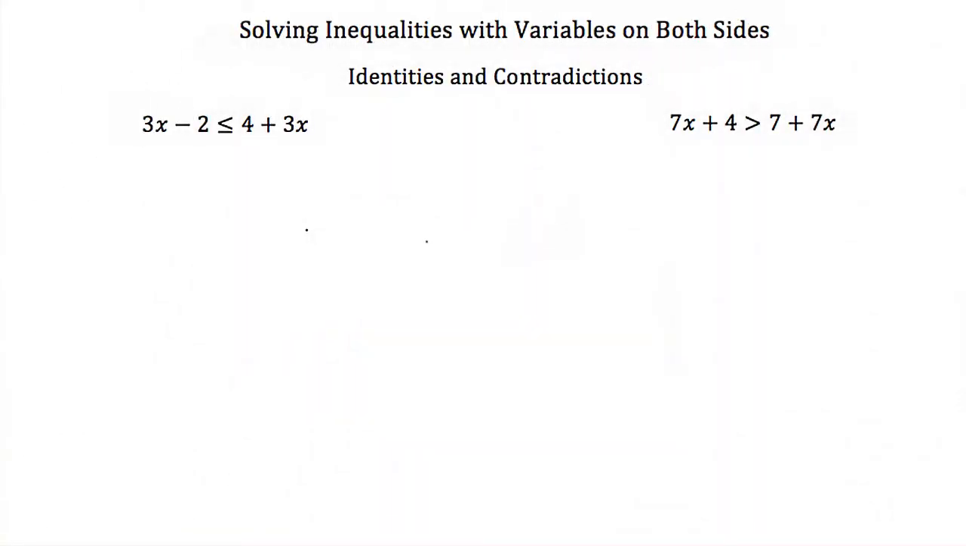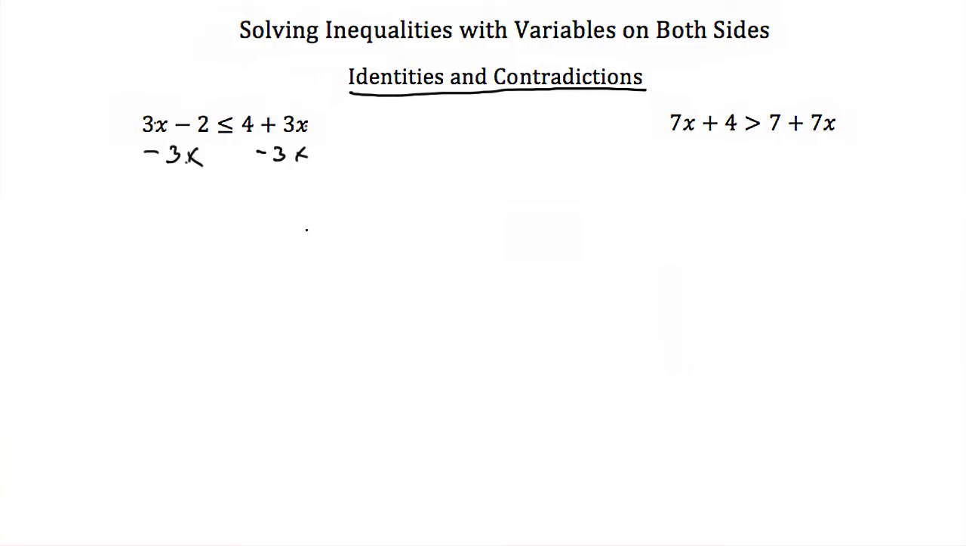Now lastly, there's a special type of inequality with variables on both sides. And these are called identities and contradictions. So let's look at these two examples and try to solve them and see what happens. Here we have 3x minus 2 has to be less than or equal to 4 plus 3x. So my first step will be to get x on one side of this expression. So I'm going to subtract 3x from both sides.